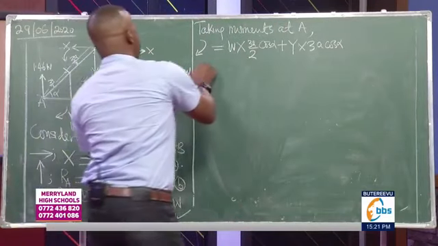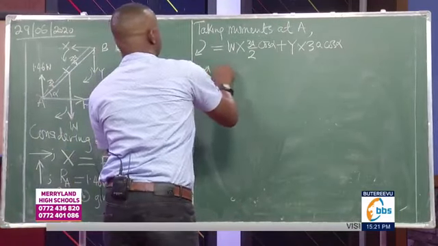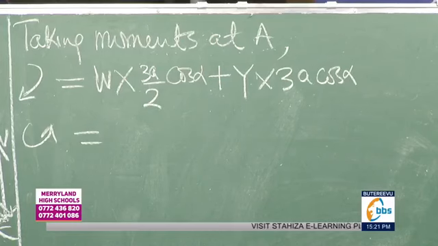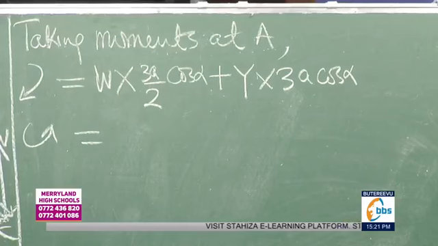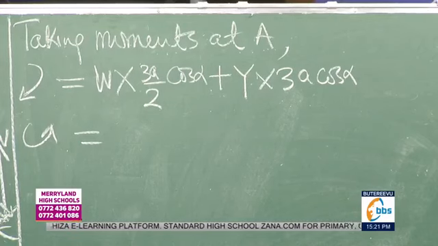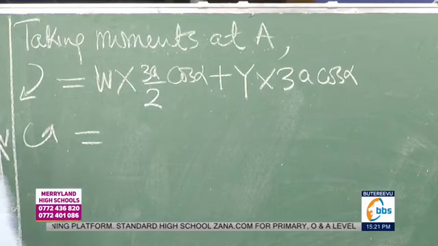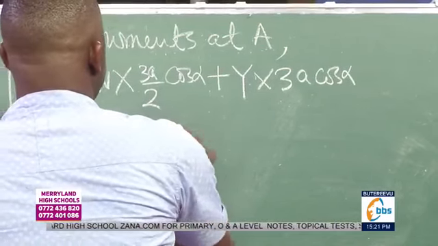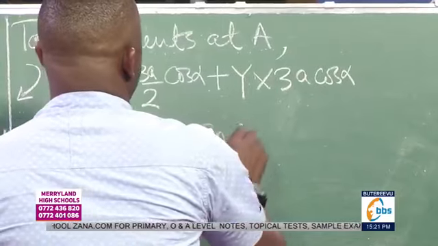And if we take moments, if we take anti-clockwise moments, we have only x. And since x is acting here, its perpendicular distance is the whole of this, because this point is in line with the action of point A. So we shall have 3A, the sine of alpha. This will be x multiplied by 3A, the sine of alpha.